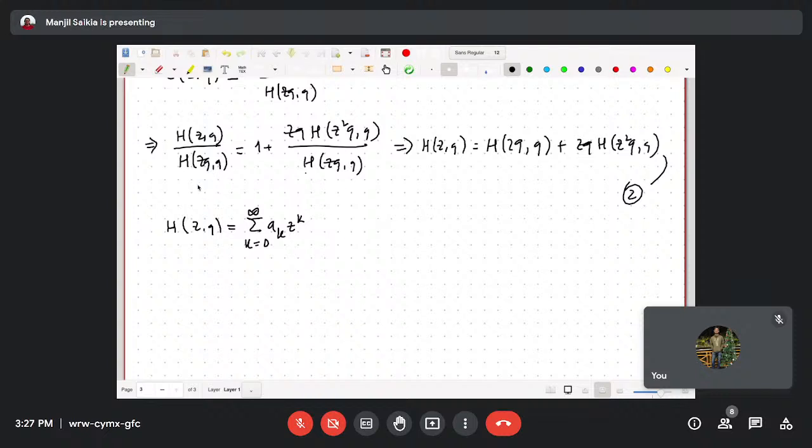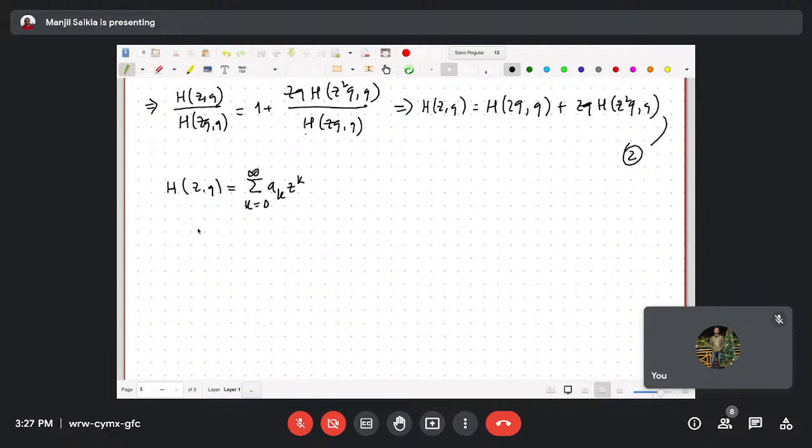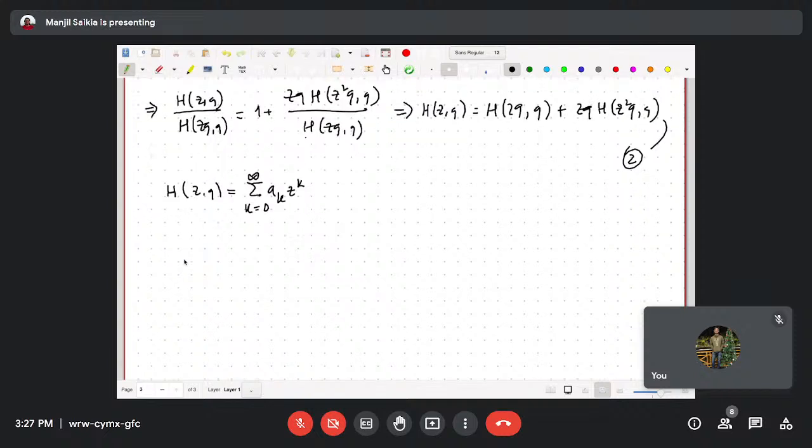then I can just compare the coefficient of z to the power k on both sides, and I can get the following. So I'm not going to do that step. I'm just going to directly compare the coefficient of z to the power k on both sides of 2. And if I do that, I will get a very nice relation. And that relation is that a_k will be equal to a_k q^k plus a_{k-1} q^(2k-1).